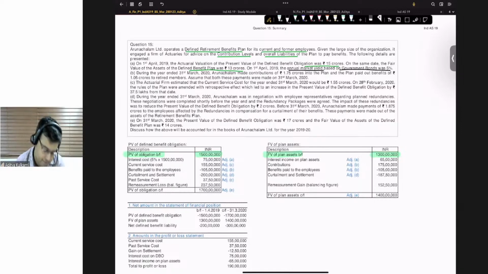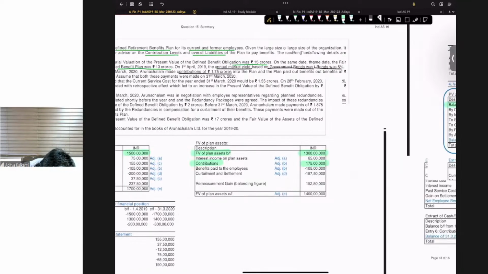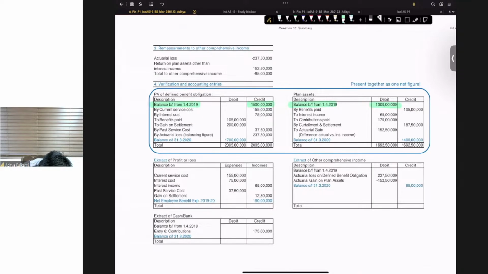The annual market yield based on government bonds was 5%. Okay, fine. That is the rate which is given to you. During the year ended 31st March 2020, Arunachalam made contributions of 1.75 crores into the plan. So this 1.75 crores is your contribution. It is increasing the plan assets. So if you look at plan assets, contributions paid, 1.75 crore debit.